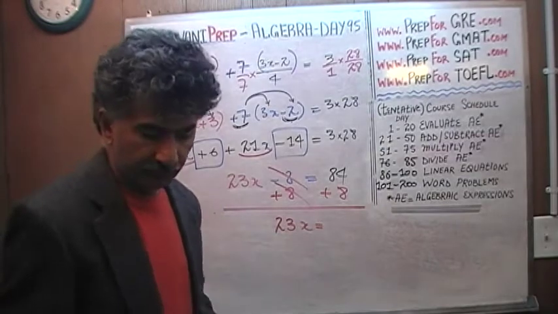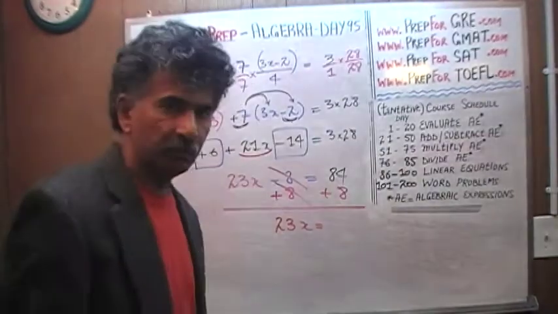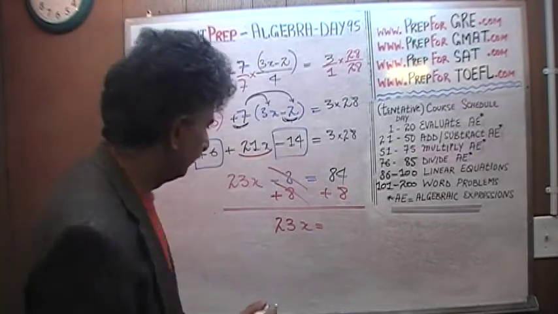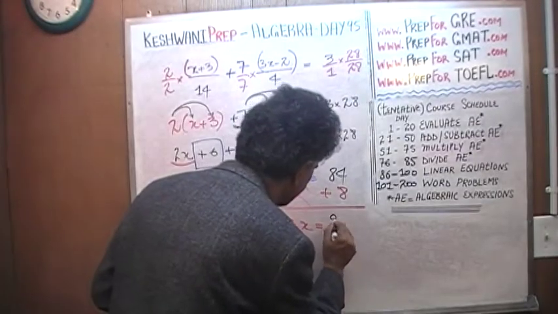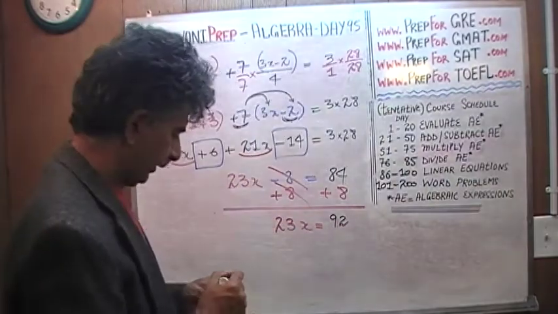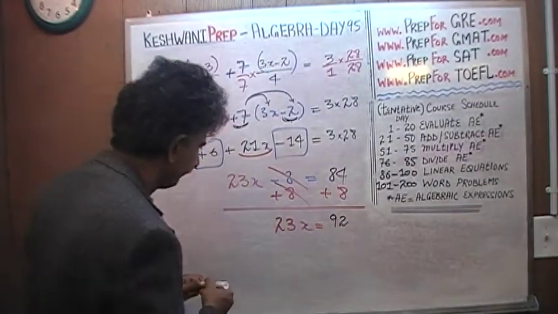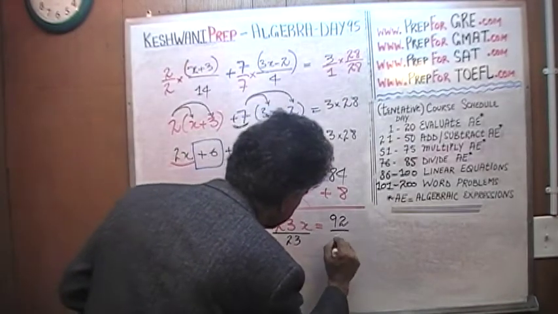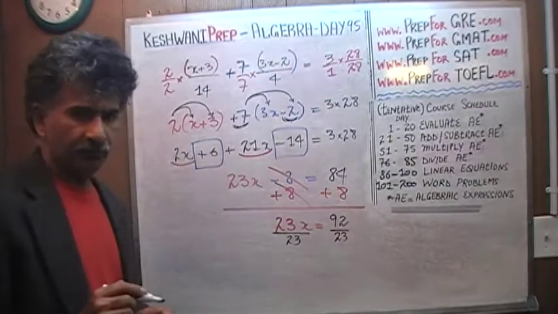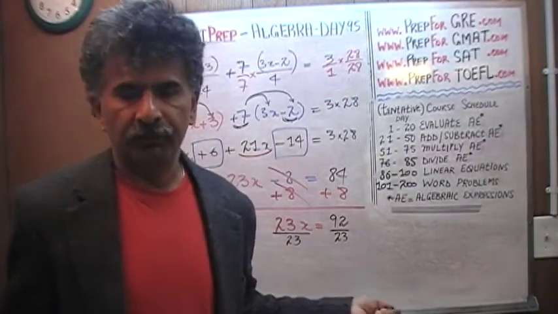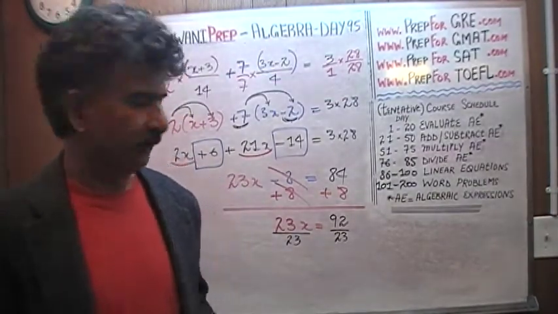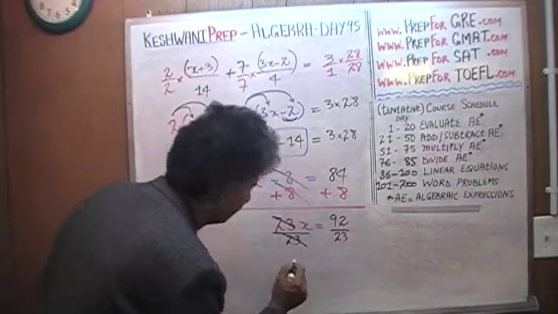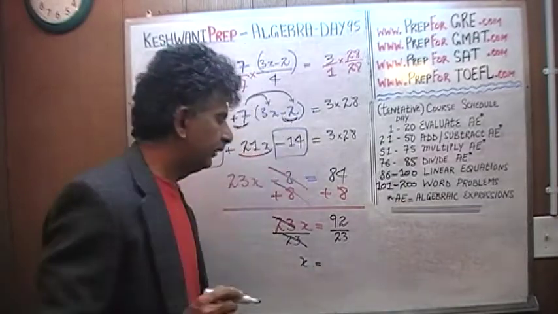Equals 84 plus 8. Well, again, 84 plus 10, I know it's 94. Therefore, 84 plus 8 must be 92. Now we have to divide both sides of this equation by 23. So 23 cancels out, and x equals 92 divided by 23.